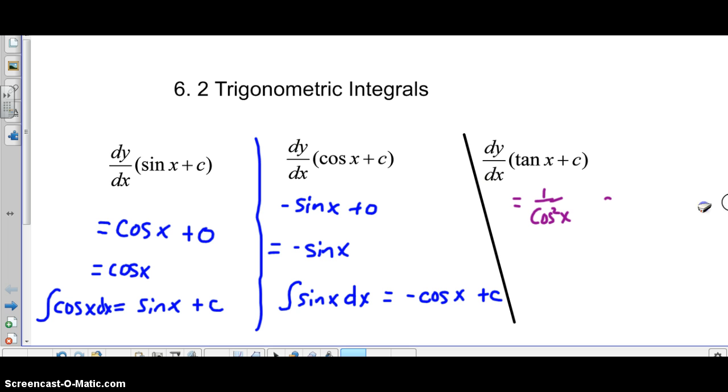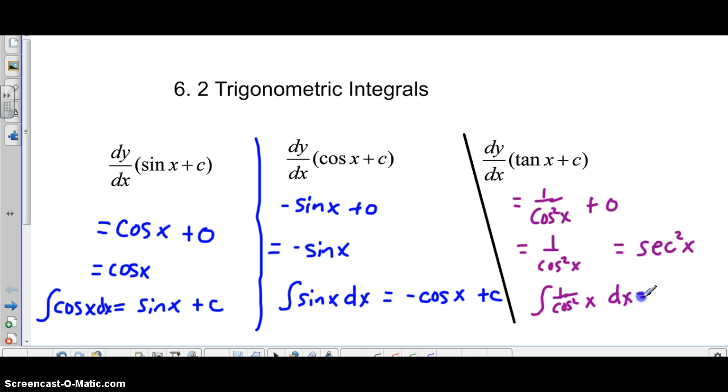Okay, and then our derivative of tangent of x, remember, is 1 over cosine squared of x. Our derivative of a constant would be 0. So our derivative of tangent x plus c would be 1 over cosine squared of x. Or, as we have seen, it could also be written as secant squared of x. Therefore, if I was going to take the integral of 1 over cosine squared x dx, that would be equal to the tangent of x plus c.